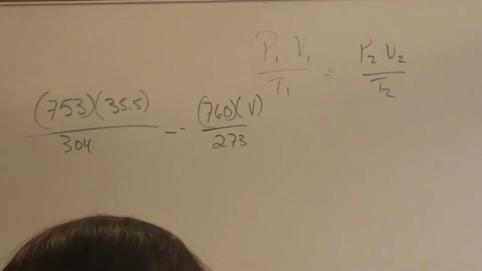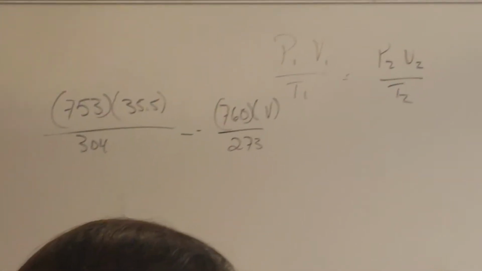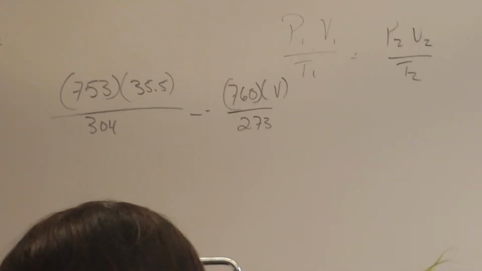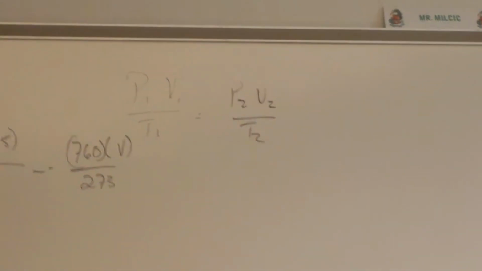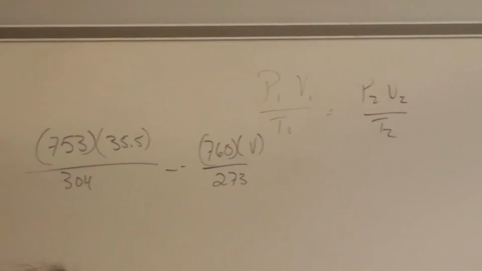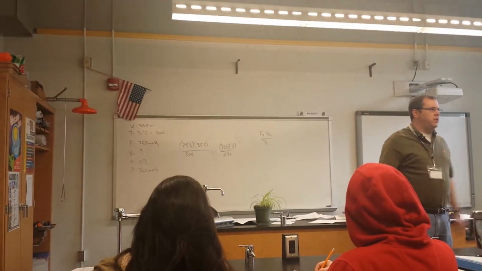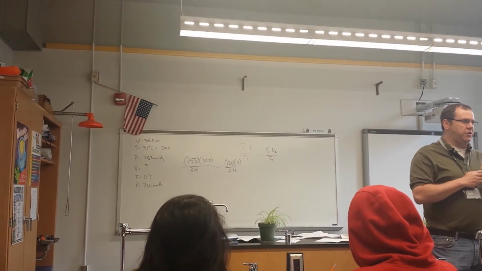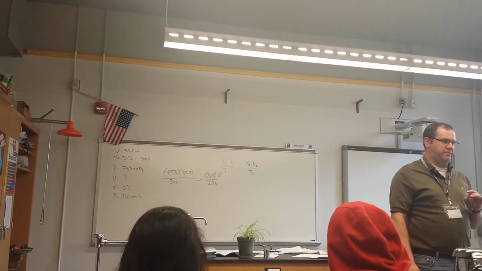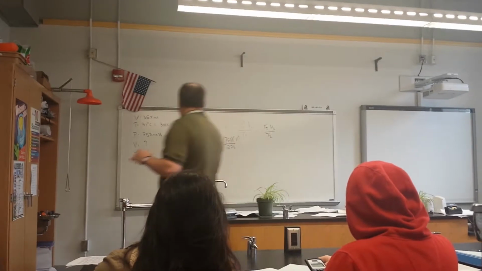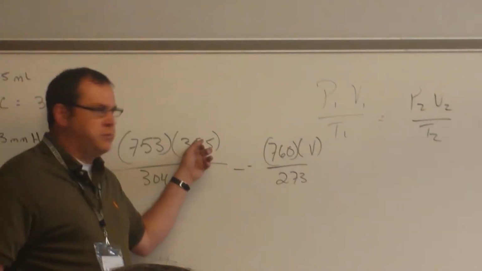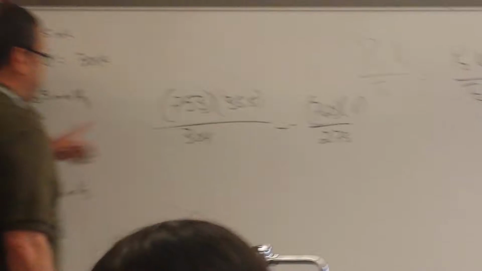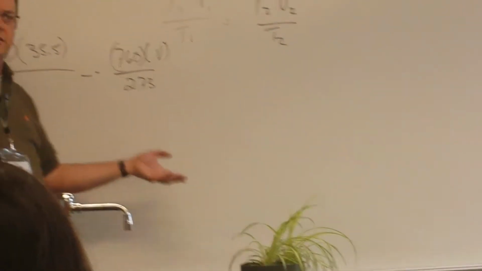Wait, how do you know whether to change units? I know you always use Celsius converted to Kelvin, but how do you know whether to change volume? That's a great question. When it's volume, the only time you have to change volume to liters is in PV equals NRT. You can keep these in milliliters because I'm going to solve for milliliters. Or, if the problem asks you to solve for liters, you can convert to liters first and then solve, or solve for milliliters and then convert to liters.